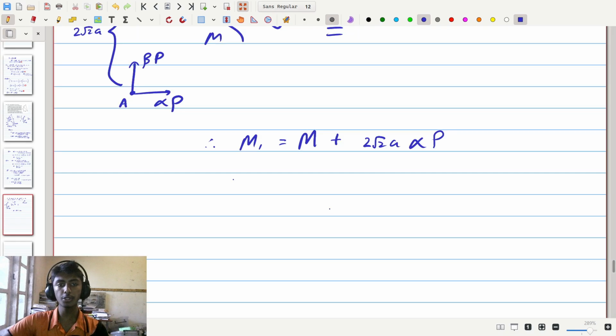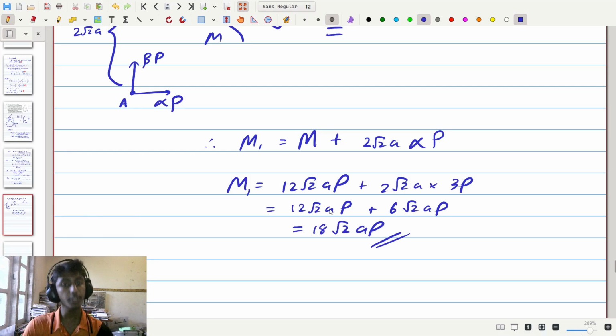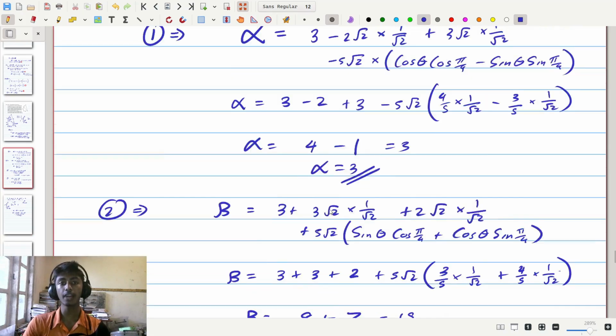So substituting, m is equal to 12 root 2ap, and to that we need to add 2 root 2a times 3p, which is 12 root 2ap plus 6 root 2ap, a total of 18 root 2ap. Therefore the total moment required is 18 root 2ap, and that is the final answer to our question.